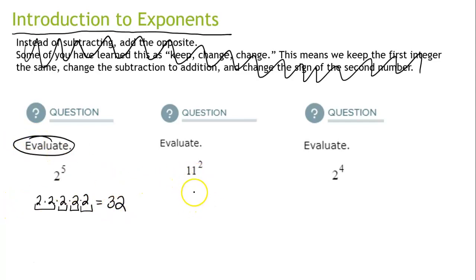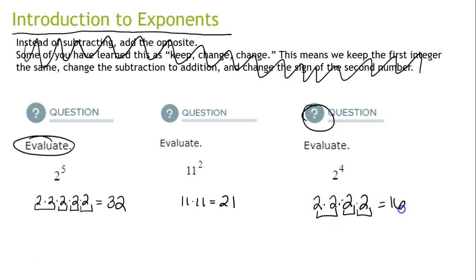11 squared, again, that's not 22, it's not 11 times 2, it's 11 times 11, which is 121. Would you pause the video and do this one on your own? 2 to the fourth should have become 2 times 2 times 2 times 2. 2 times 2 is 4, times 2 is 8, and times 2 is 16.